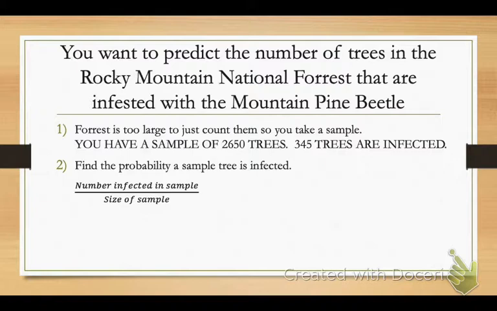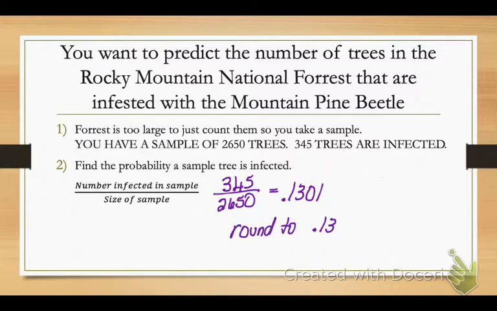So now we're going to find the probability that a tree in our sample was infected. And you do this by dividing the number infected, which is the 345, by the sample size, which is 2,650. And when I do that, I get 0.1301, which I'm going to round to 0.13, or I could change it to a percentage and say that 13% of our sample trees were infected.